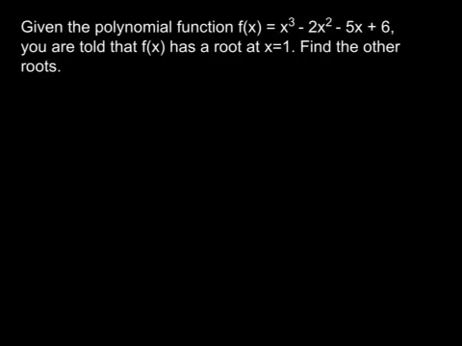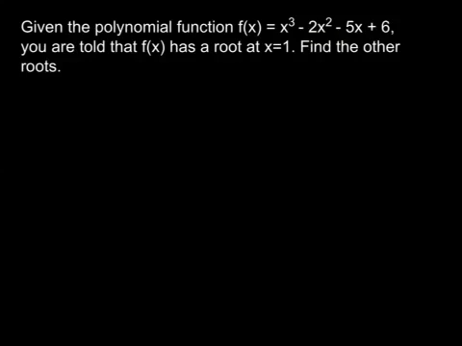Given the polynomial function f of x, which is x cubed minus 2x squared minus 5x plus 6, you are told that f of x has a root at x equals 1. Find the other roots. So the first thing to note is how many other roots should there be? Hopefully you said 2 because this is a third degree polynomial, so it should have how many factors? 3 of them.